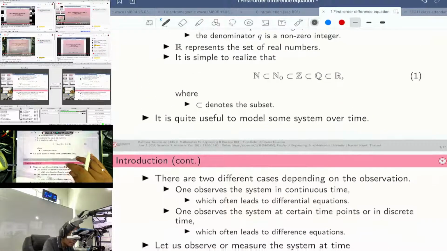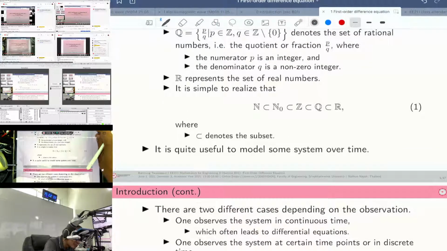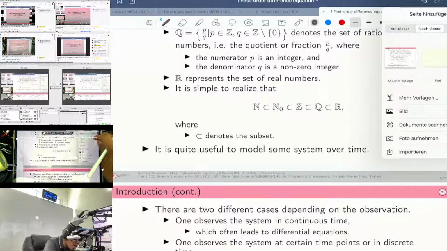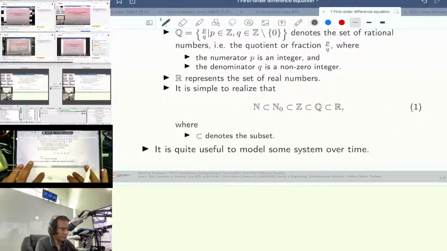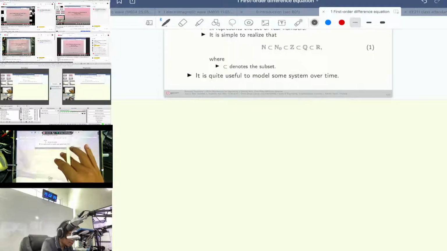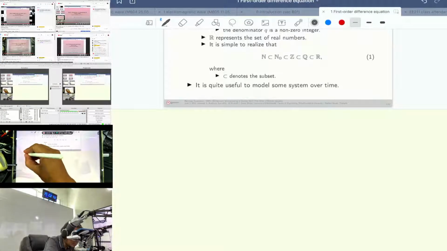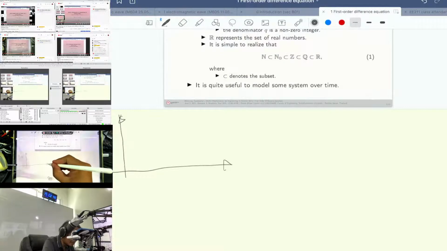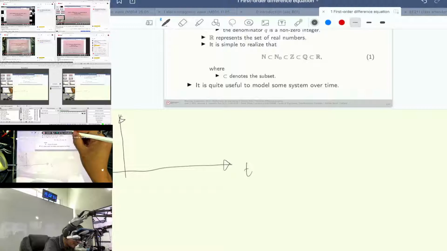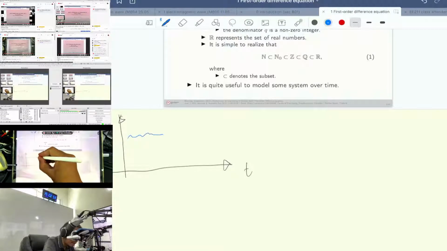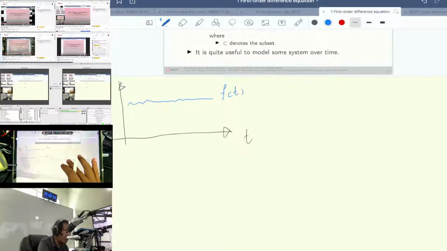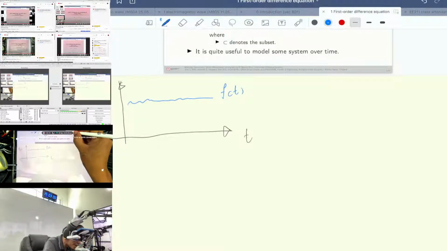I want to add a page here. Okay. What is continuous time system? It means you have here f(t), and you have here t. The system may have the function may be somehow like this. That's the f(t) in continuous time. This is known as continuous.